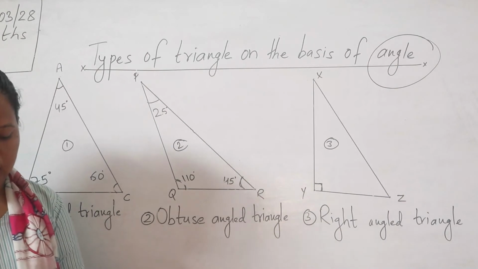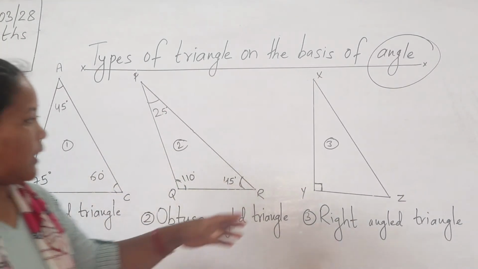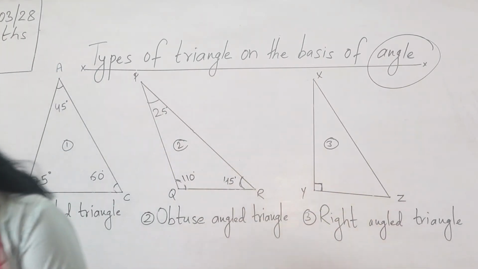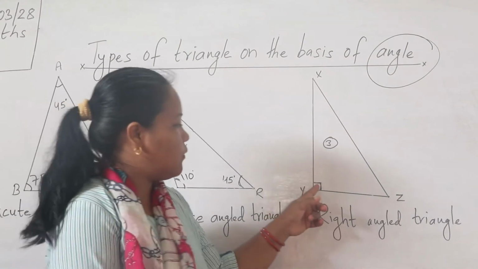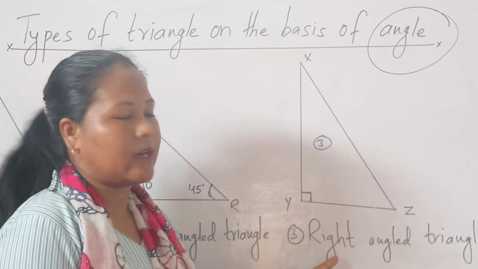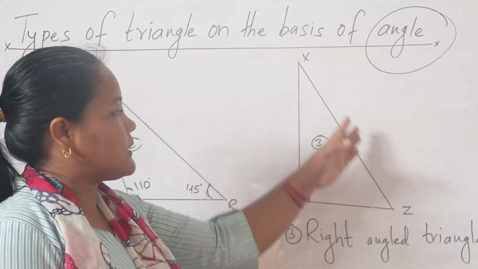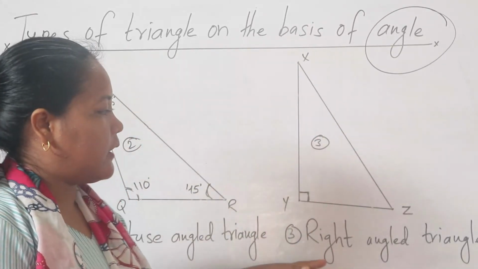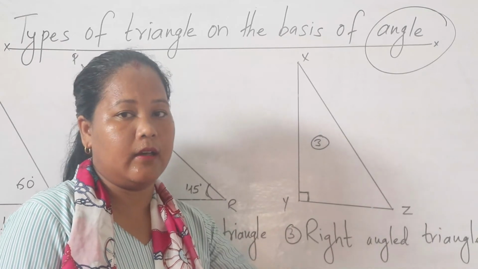Okay, again, if in the triangle we find one of the angles is 90 degrees, or one of the angles is a right angle, then that type of triangle is called a right angle triangle.